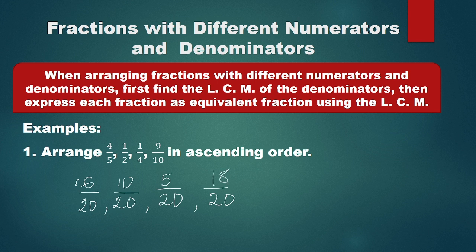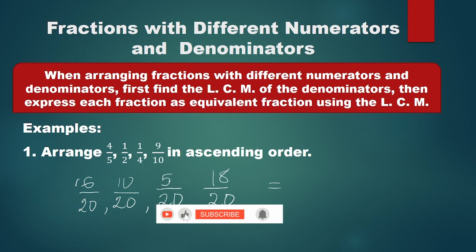So I have written the equivalent of the four fractions to be 16 over 20, 10 over 20, 5 over 20, and 18 over 20. Now, all of them have the same denominator. So the previous rule will apply here. The fraction with the biggest numerator is the biggest fraction, while the fraction with the smallest numerator will now become the smallest fraction. So we are told to arrange in ascending order, that is from the smallest to the biggest. Now, the smallest fraction here is 5 over 20, which is the same thing as 1 over 4.